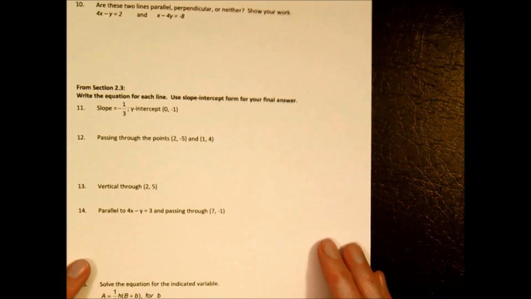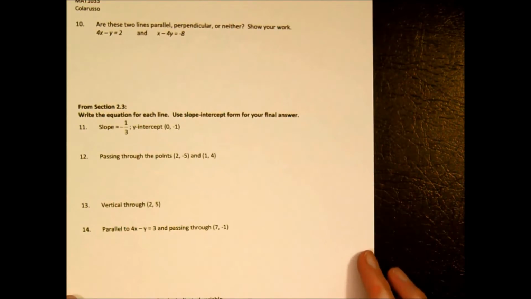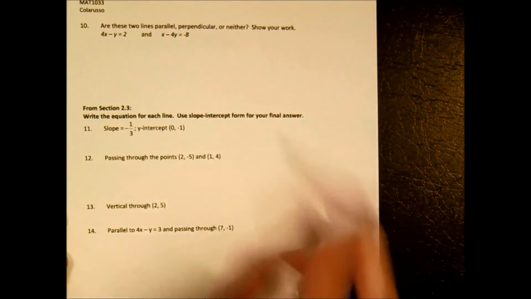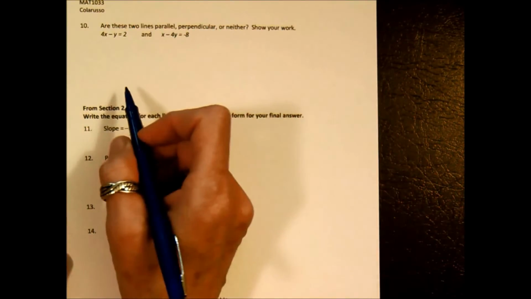All right, next page, number 10, it says, are these 2 lines parallel, perpendicular, or neither? And show your work. So what you do not want to do is graph them and then try to guess if they're parallel or perpendicular. That's not accurate. What you need to do to be able to tell what the 2 lines are is to find the slope of both of them.